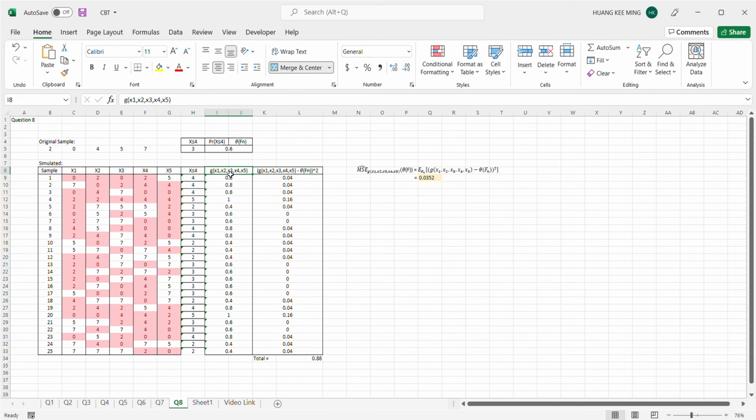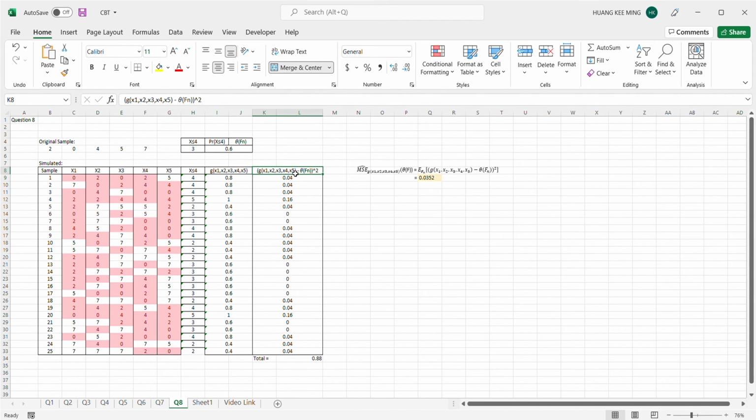This G(x1, x2, x3, x4, x5) is actually the probability of the number of days with 4 claims or less in every sample, and it is calculated by dividing the number of days with 4 claims or less by the total number of days. To get the rest of the data, we just drag it down.